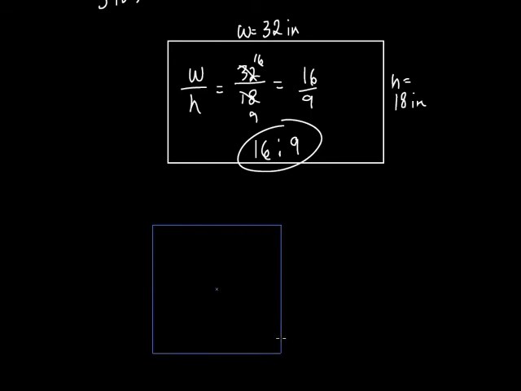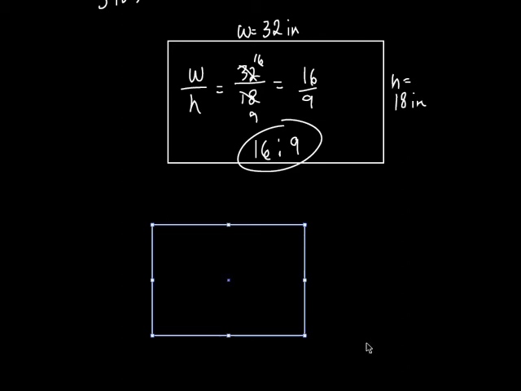It's not a perfect square. Are the old TVs perfect squares? No, they're a little bit rectangular, aren't they? About like that. They're a little bit rectangular, but not as rectangular. It doesn't go as wide, of course, as a widescreen. That's why they call it a widescreen.